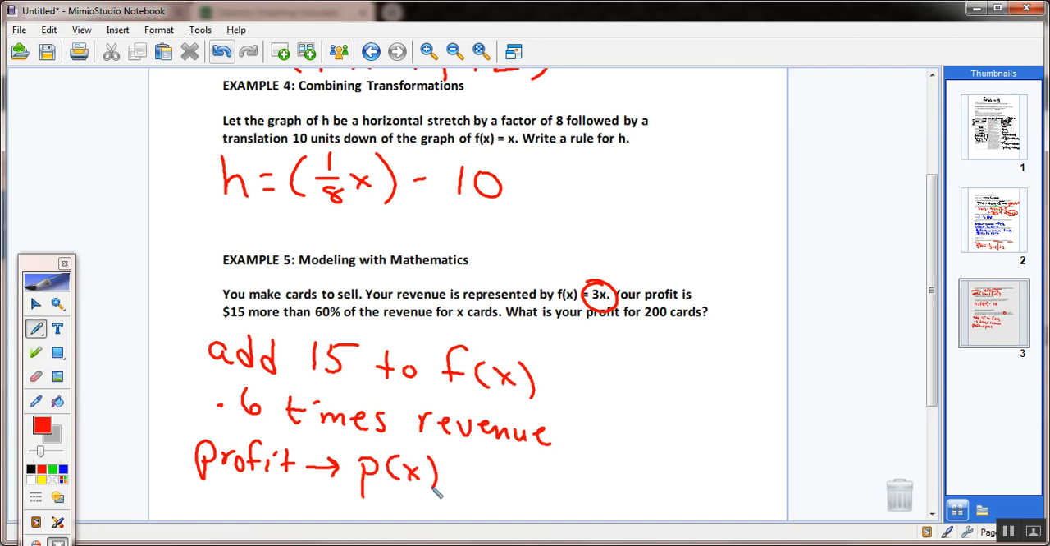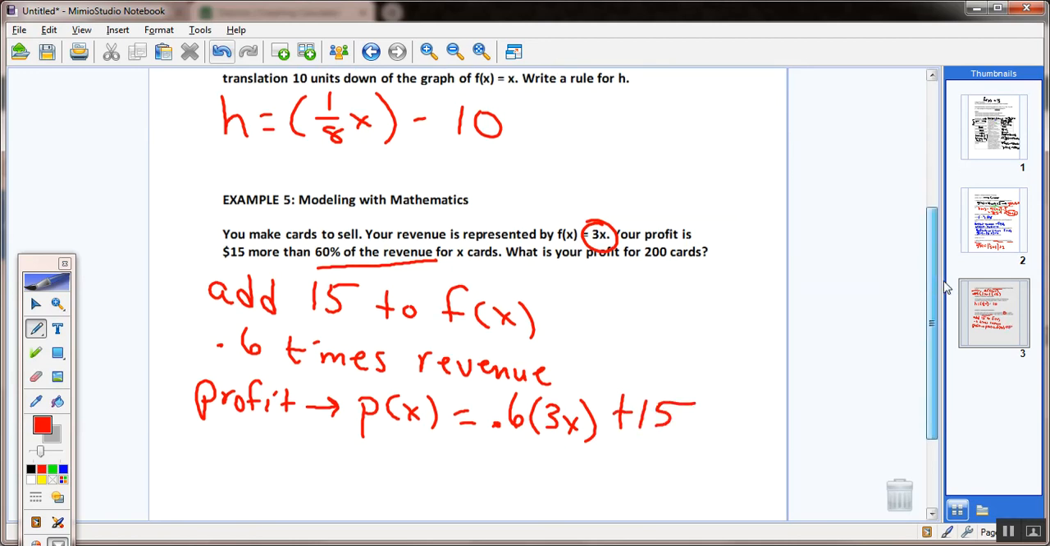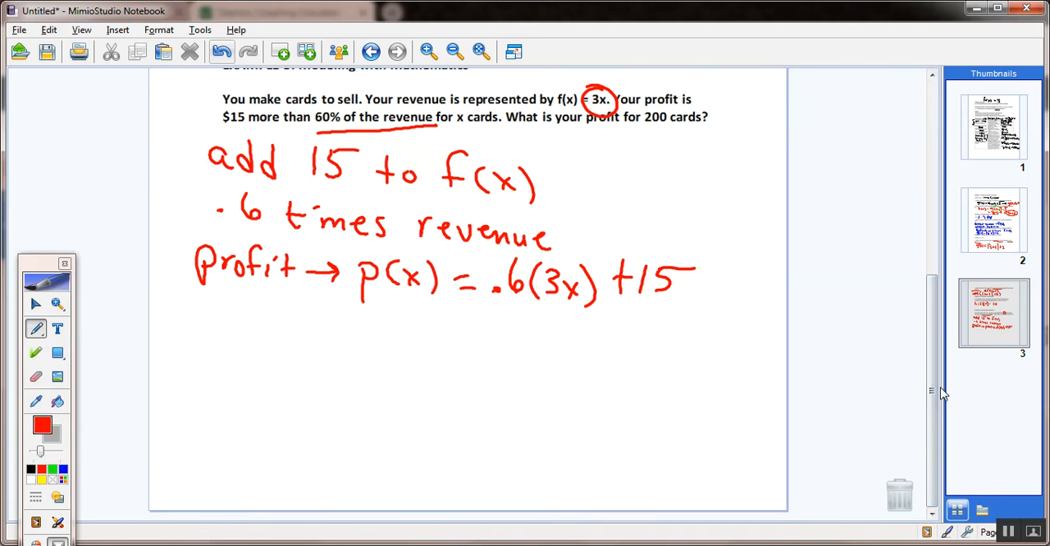First thing it says to do is 60%. What's 60% as a decimal? It's 0.6 times your revenue function. 60% of the revenue is 0.6 times your revenue function 3x. So it's going to equal 0.6 times 3x. And then how much more than 60% of the revenue? $15 more. Now, what is 0.6 times 3x? What is 0.6 times 3? 6 times 3 is 18. Move the decimal back 1. 1.8.